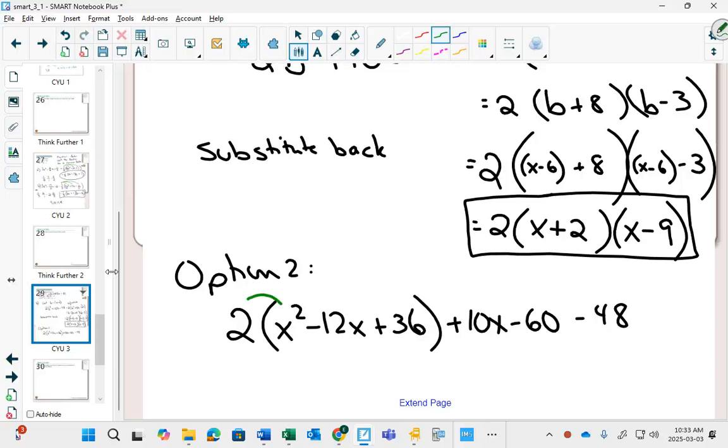This 2, of course, would have to get distributed to each thing. And you get 2x squared minus 24x plus 10x would be minus 14x. 72 minus 48.